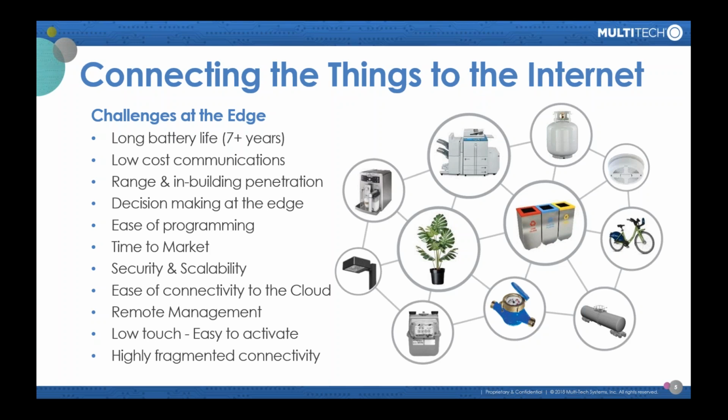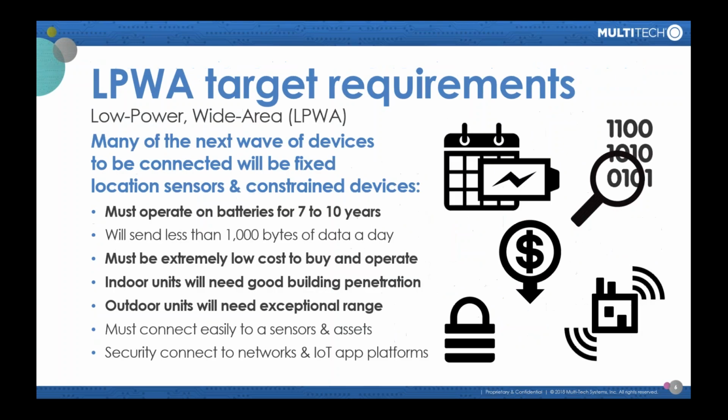So we've got the challenge, and then what's the solution? Well, one of the solutions is this concept of low power wide area network technology. So many of the next wave of devices that are connected will be, now this says fixed location sensors, and that's true. We're talking sensors that are out there for water, soil, moisture, air, parking, temperature, humidity. I mean, there's so many sensors out there, but it's difficult to connect them.